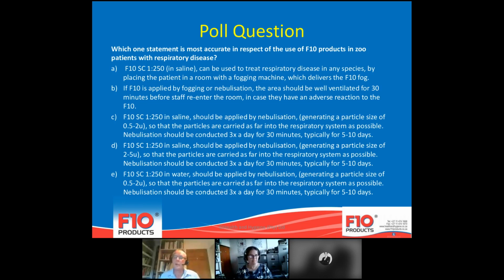And then the last one, A, which a couple of people have said: can be used to treat respiratory disease in any species by placing the patient in a room with a fogging machine that delivers F10 fog. Well, a fogging machine will produce a fog with large particles, typically 5 to 10 mu in size. That's why when you're treating a patient with respiratory disease, we do always recommend nebulization wherever possible, if it's actually treatment rather than prevention. So I hope that clarifies all of that, but well done, everybody.